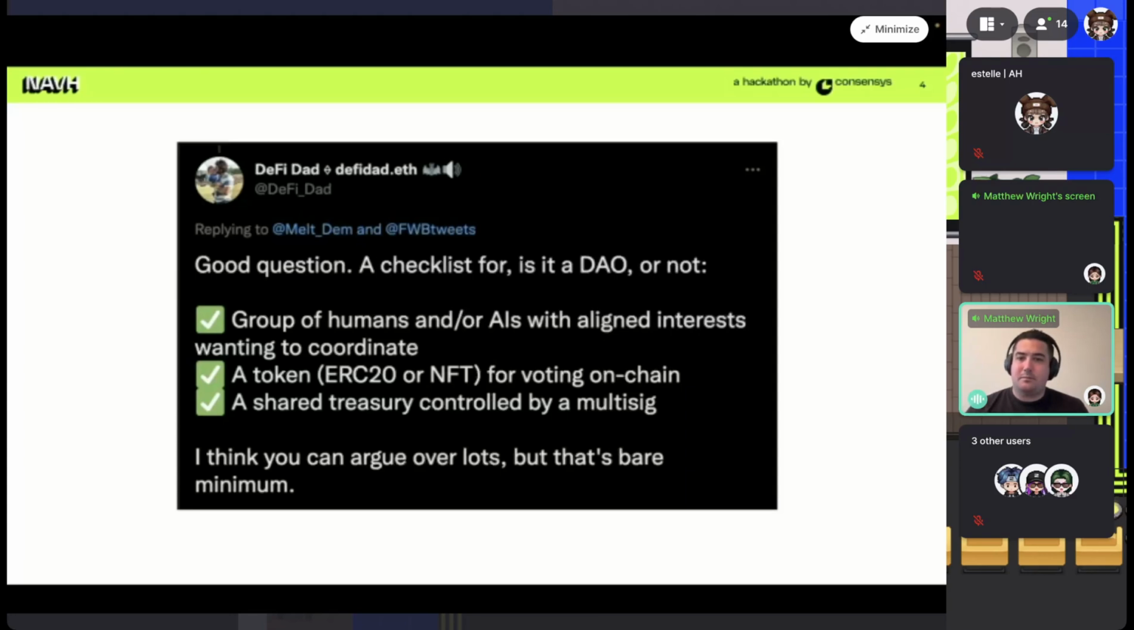Obviously, a group of four people being able to make the ultimate decision is not as decentralized as having 1,000 people who don't even know each other. That's what you want to get to, but it's really hard to get in the beginning.